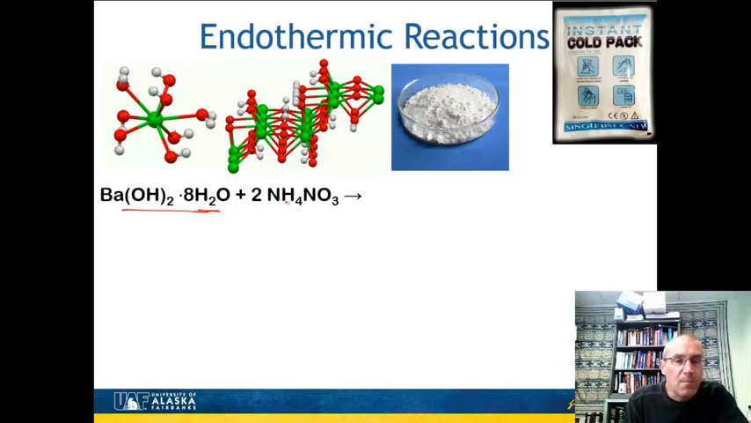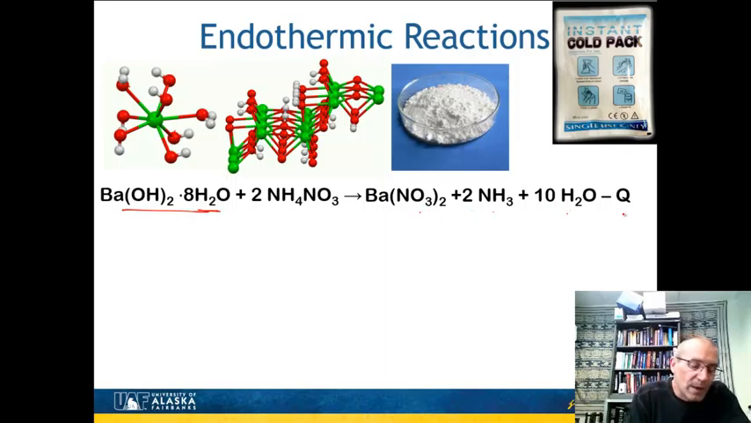And you react it with ammonium nitrate. That's also mixed in with this, and that's why you have to break the pack. You have to mix these two things together. So that is the reaction that happens. What I end up forming is barium nitrate, some ammonia, and a whole lot of free water molecules. And it's endothermic. It consumes energy, so it absorbs heat, and the temperature is going to go down.